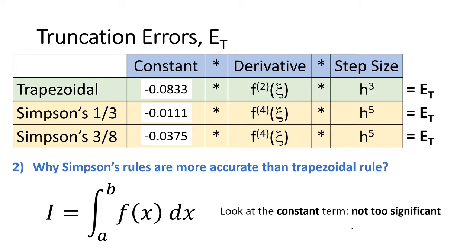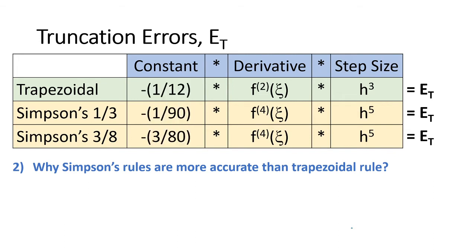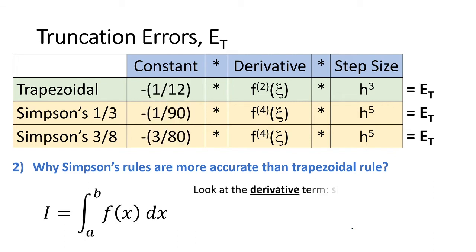So this tells us that the constant value, of course, makes some difference in terms of how big the truncation error is, but we will see in the next two slides, it will not be as significant as the impact of the derivative term as well as the step size term. So that's why the conclusion here is that there is no point to look at the constant term. They are just not too significant as compared to the other two.